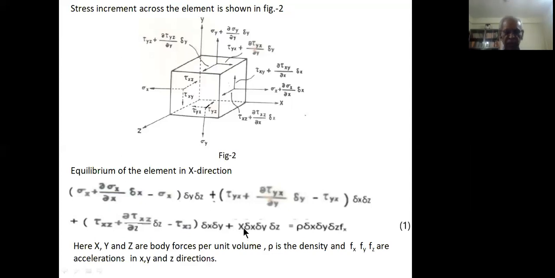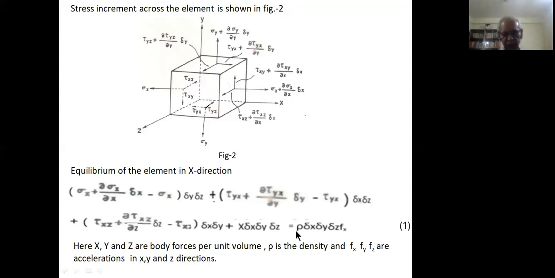In addition to that, we'll have a force due to the body force. Now, body forces are usually shown as capital X, capital Y, and capital Z, as body forces per unit volume. So if we want to show that here, we have to multiply X with the volume. And the volume of this element is delta x, delta y, delta z.